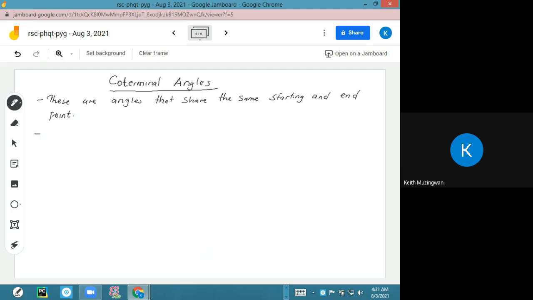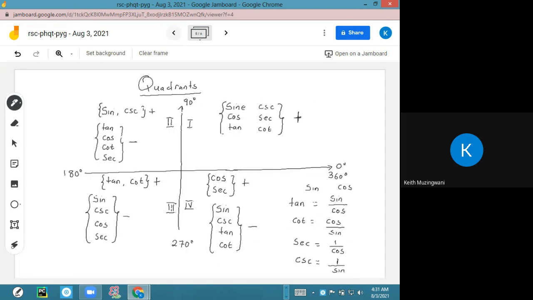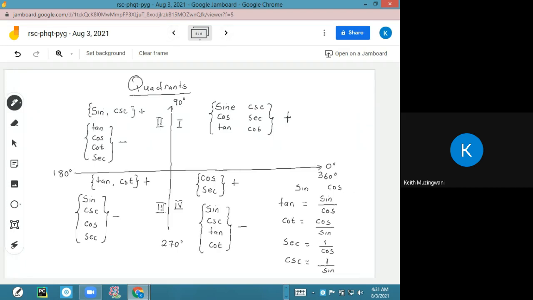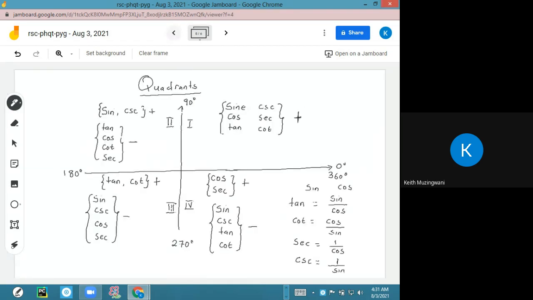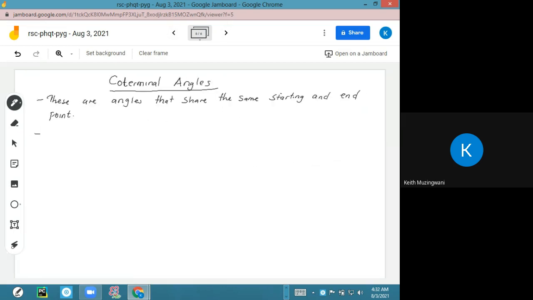Now, these are coterminal angles, because they share the same starting and end point. You understand that if you go back to the quadrants, it means that they will start at the same point and end at the same point. So they will have the same starting point, same starting quadrant, same end point, same end quadrant. Meaning that if one gives positive, even the other must give positive because they'll be in the same quadrant. So we add to say they have the same properties.